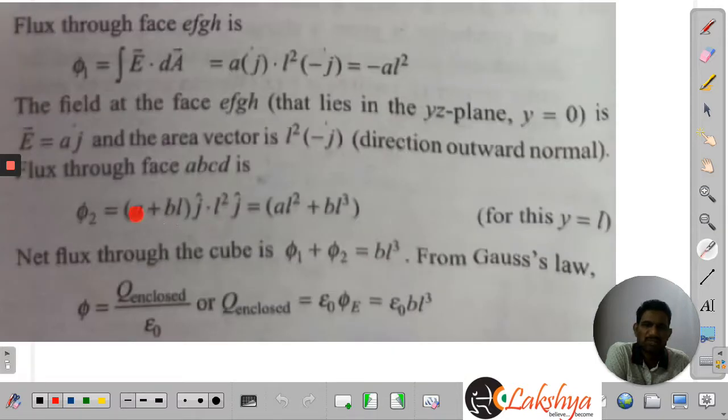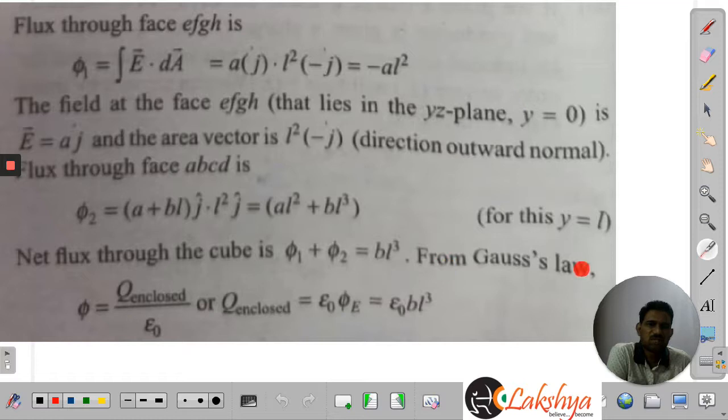So then I can write this electric field as (A plus BL) j cap, which is a constant value now, dot L square j cap. The area vector is along the positive y axis. So again you will get this flux here. Now the net flux we need to write here. The net flux is nothing but flux phi1 plus phi2. When you are adding these two terms, plus A L square and minus A L square will be cancelled. So net flux is equal to BL cube you will get.